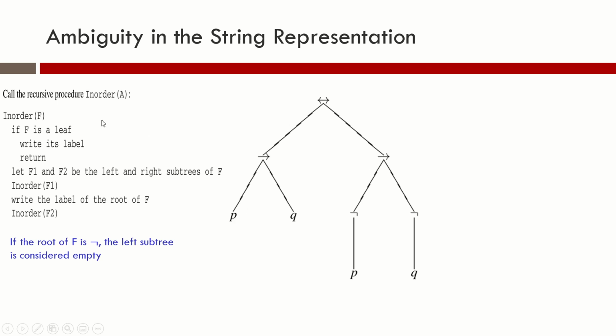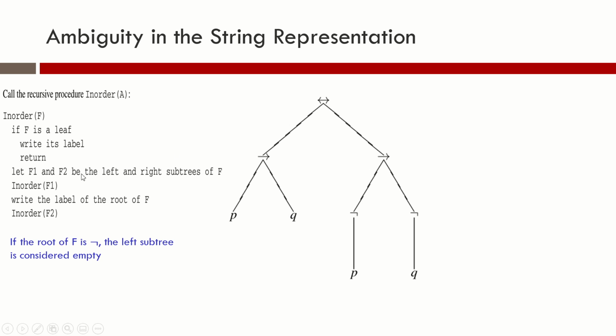When we get the leaf, we write the label. That is, we write P and we return. After writing P, we write the label of the root of F, which is the implies operator. And then we call in-order on F2. F2 again is an atom, it's a leaf, so we write the label and we return from this.